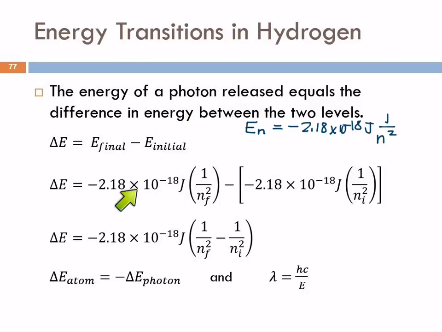So this is a big old mess, but we can factor out this negative 2.18 times 10 to the minus 18. So it's that number times 1 over nf squared minus 1 over ni squared. And that is the change in energy experienced by the electron. The electron within the atom is going down in energy, it's releasing energy out. And so the photon is going to have that same amount of energy, but the sign is going to be opposite.